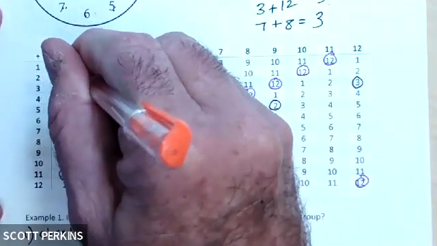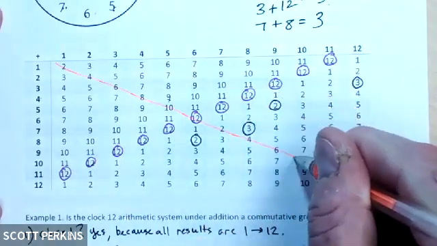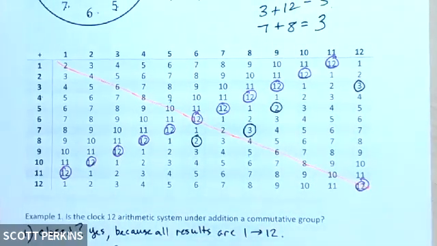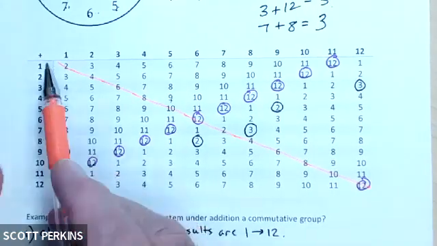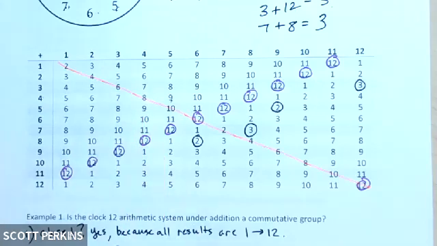So 1, 2, 2, 3, 3, 4, 4, 5, 5, 6, 6, 7, 7, 8, 8, 9, 9, 10, 10, 11, 11, 12, 12. I'm drawing that line through all of the sames. So 1, 1 is on the line, 2, 2 is on the line, 3, 3 is on the line, 4, 4 is on the line. So I've drawn that line through all the sames. Everybody with me? You see where I drew that line? So then you know it's commutative if the triangle above has the exact same things as the triangle below.